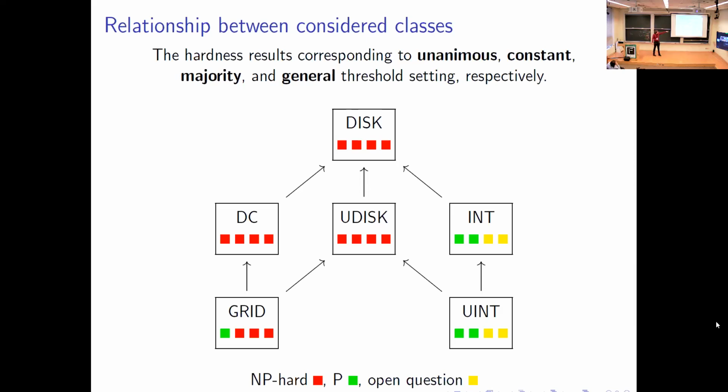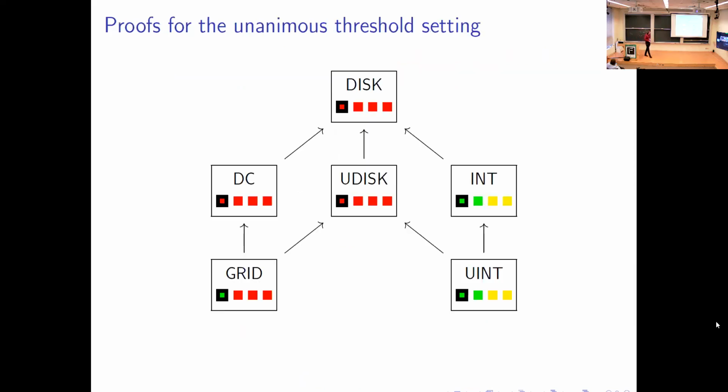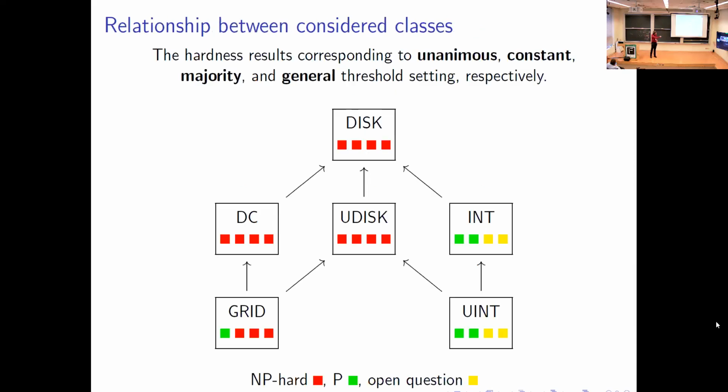And on the other hand, there is this class of interval graphs. It's not hard to see that whenever you have intervals, then you can draw a circle around every interval to have a disk graph. And unit interval is the same as unit disk, but all the intervals have unit length. I didn't mention that these squares correspond respectively to anonymous, constant, majority, and general thresholds.